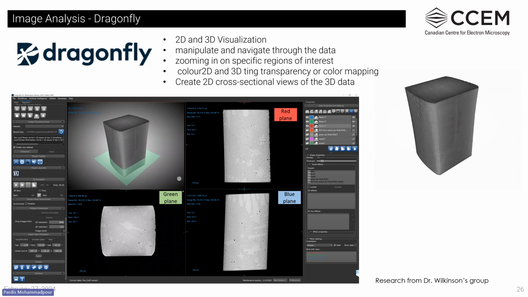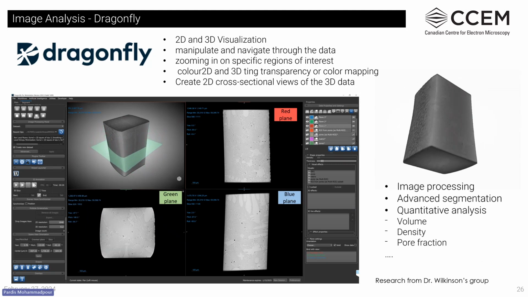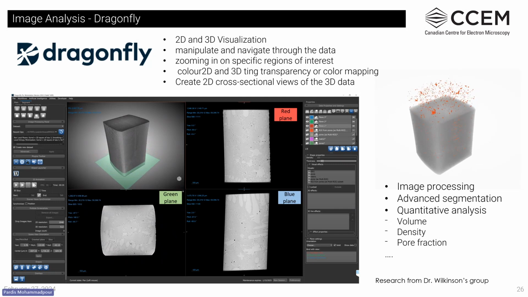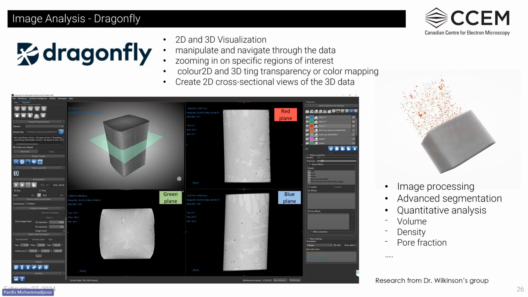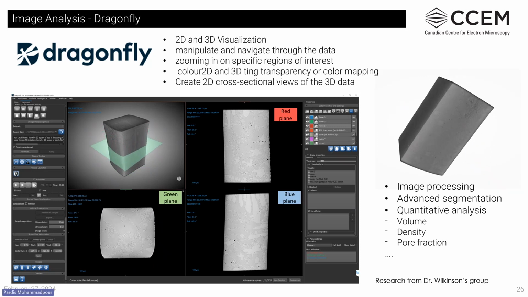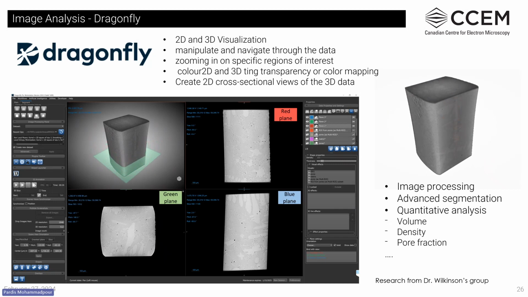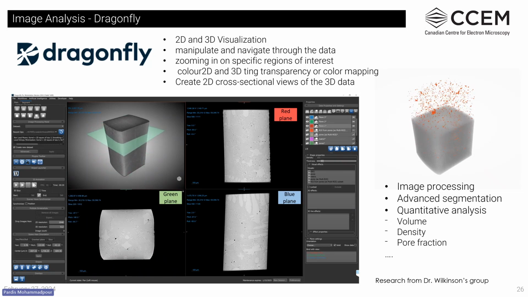The visualization software also facilitates the segmentation of structure within the 3D dataset. This process involves isolating specific regions of interest, which is crucial for quantitative analysis. For example, in this sample, we segmented the pores in this high entropy alloy. Then we can measure and analyze the properties such as volume, density, pore fraction, or other properties within this segmented region.